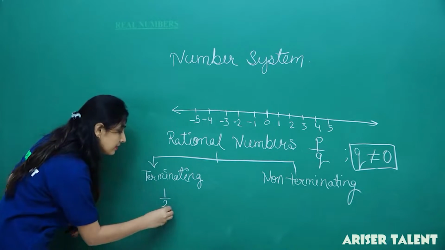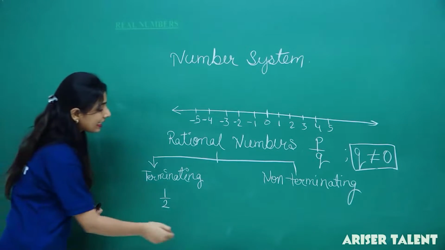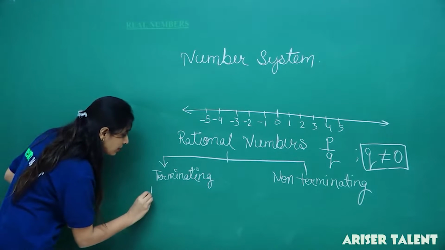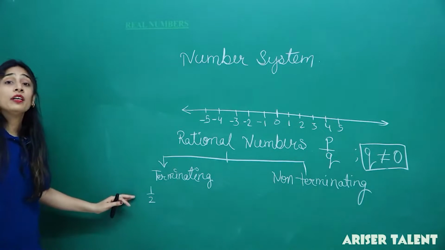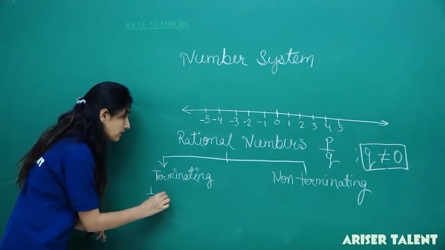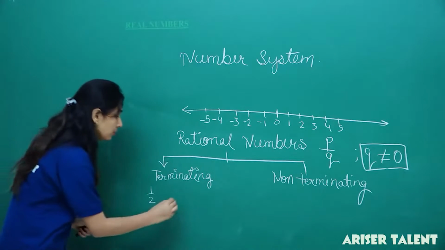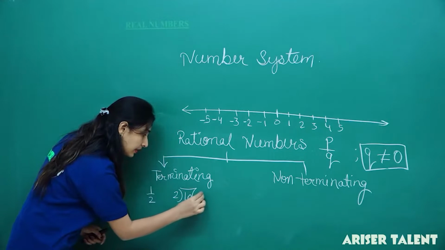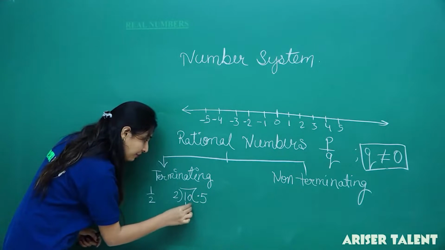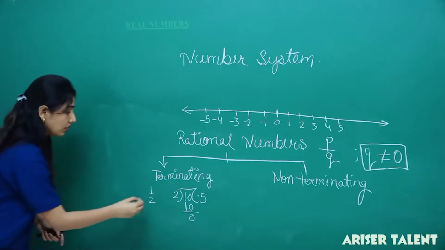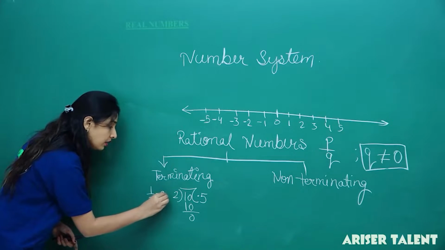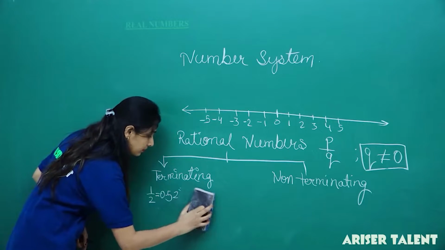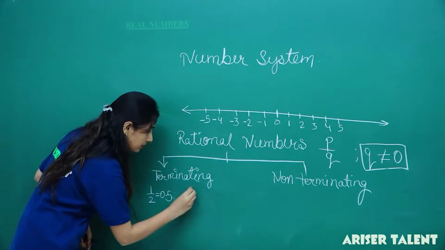Let me explain this term again. What is terminating? If I am taking 1 by 2 as my rational number, how do I solve this? I'll be having 5 here. So the value of 1 by 2 is simply 0.5. Okay.